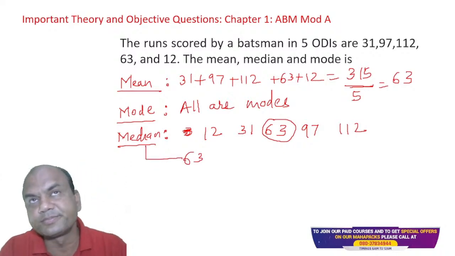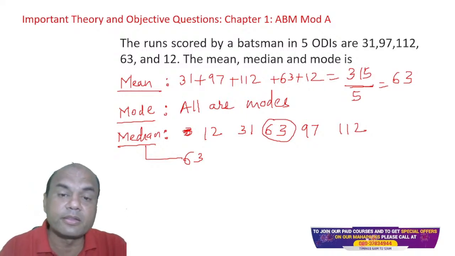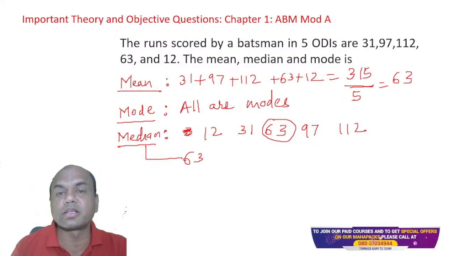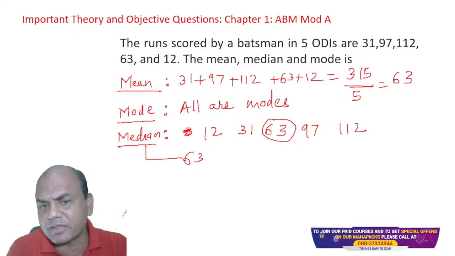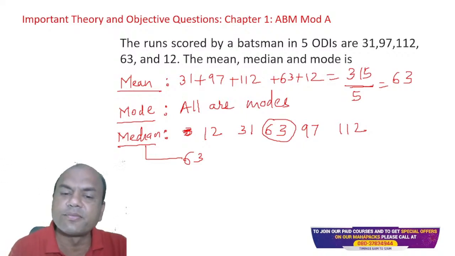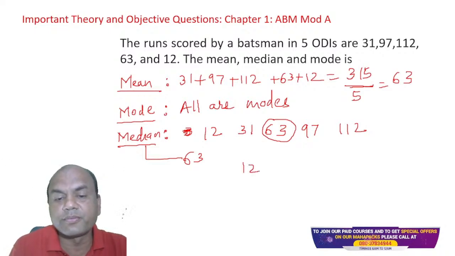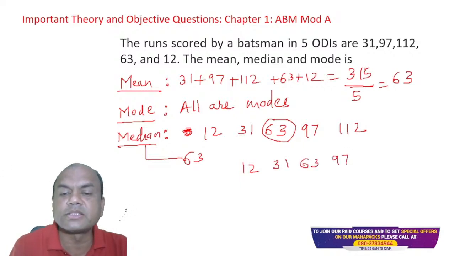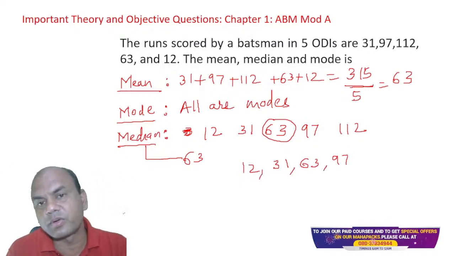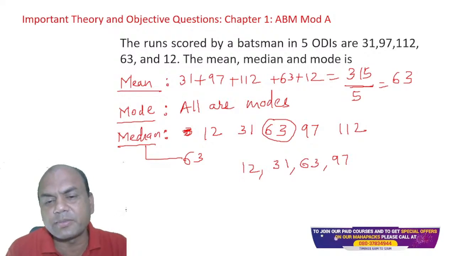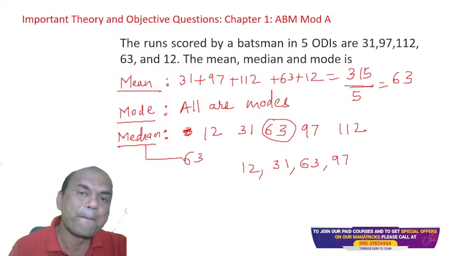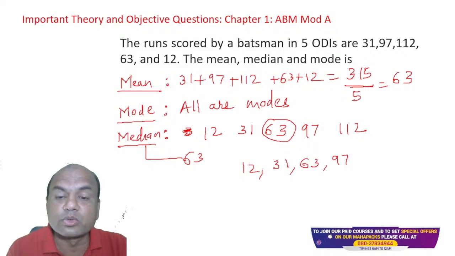Got it, everyone? How to find out the median? Arrange them in serial order. Now you'll ask me, sir, this is odd. That's why it's easy. Suppose there had been only 4 numbers: 12, 31, 63 and 97. In that case, what do you do? Arrange them in serial order and take the 2 central numbers.